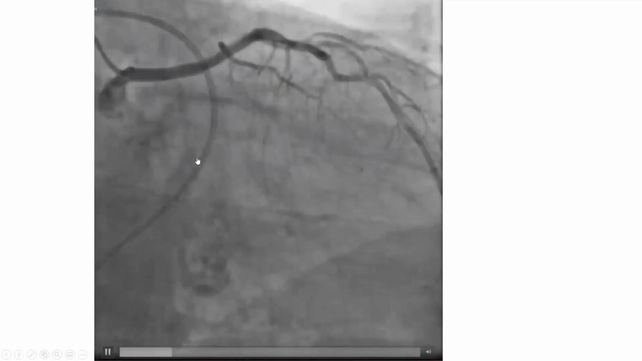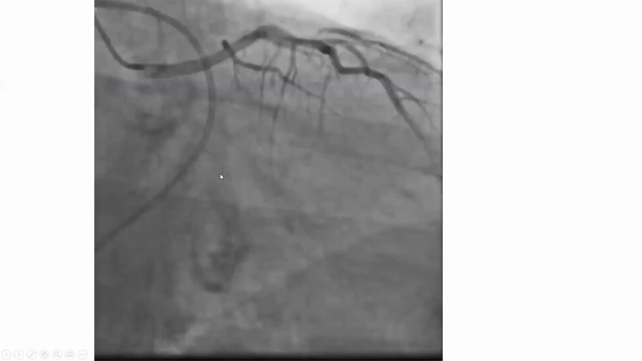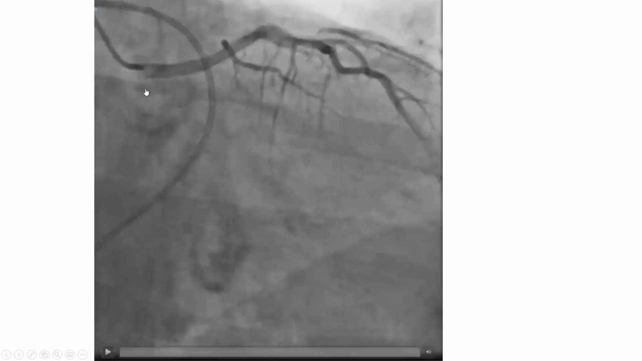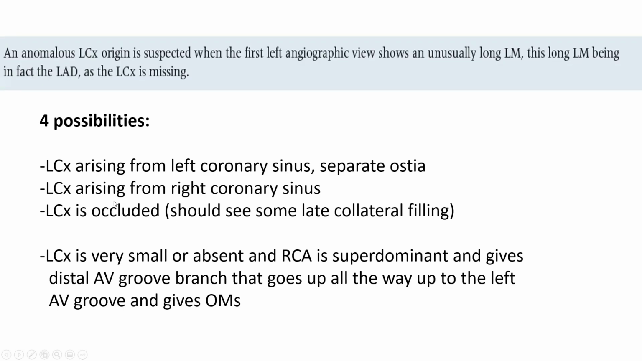All right. So when you see that there is no left circumflex, you only have an LAD, which looks like a long left main, there are 4 possibilities. You need to know those 4. One is the circumflex arises from the left coronary sinus, but it's a separate ostium. It's what we call separate LAD, left circumflex ostia. Two, the left circumflex arises from the right coronary sinus.